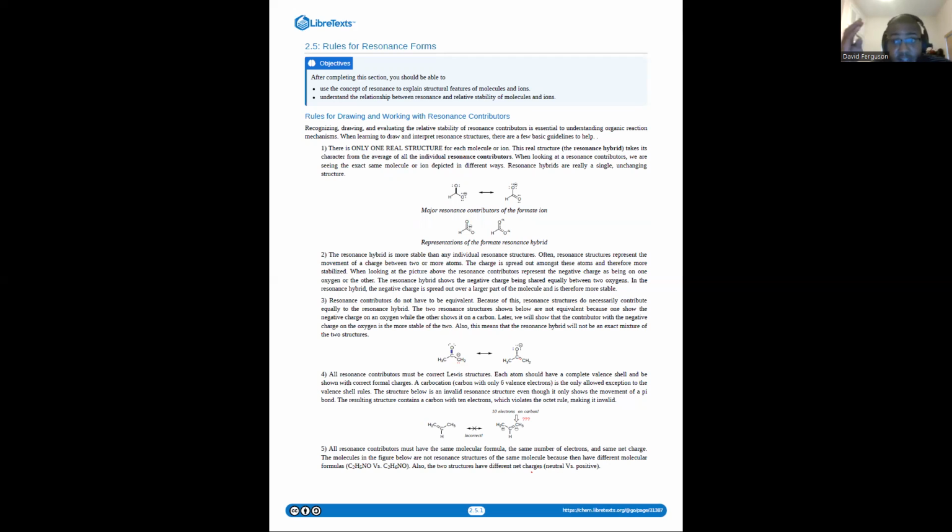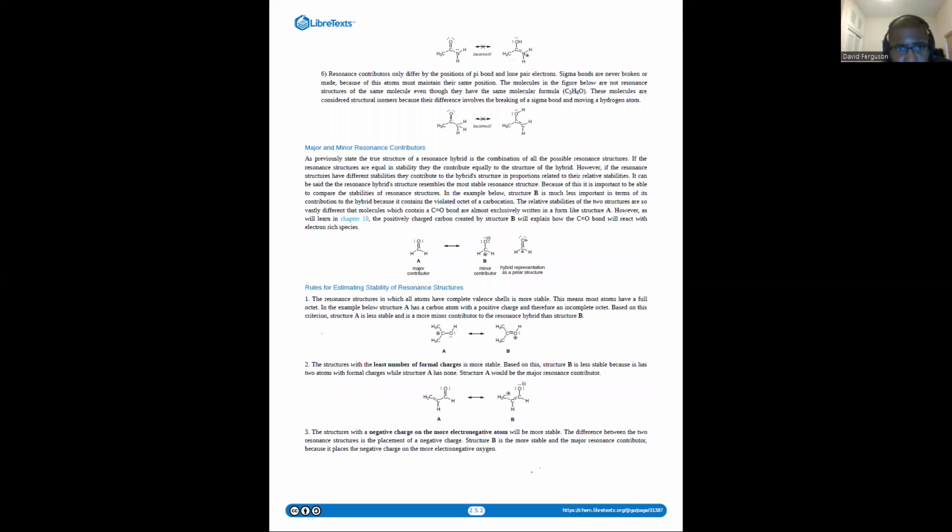Scientists are very logical in how they write. Typically, they write with the audience in mind. So we're surveying the material. We're looking at major and minor resonance contributors, rules for estimating stability of resonance. Resonance structures in which all atoms have complete valence shells are more stable. We're talking about the octet rule. You can annotate and put that on the side.